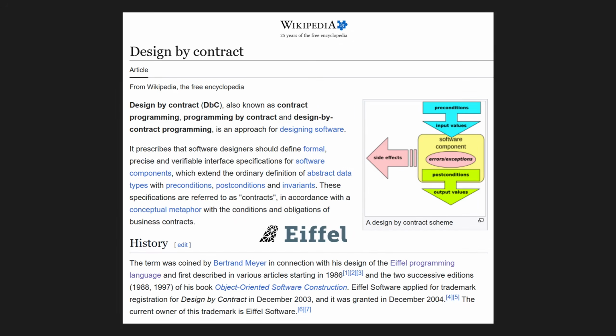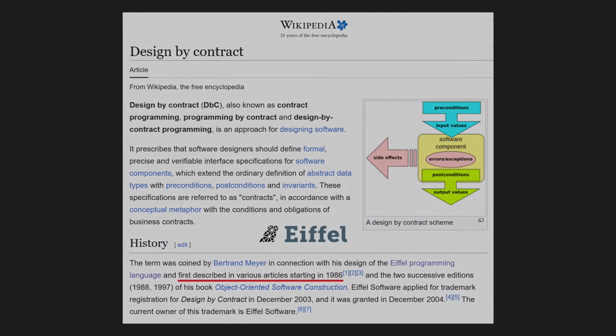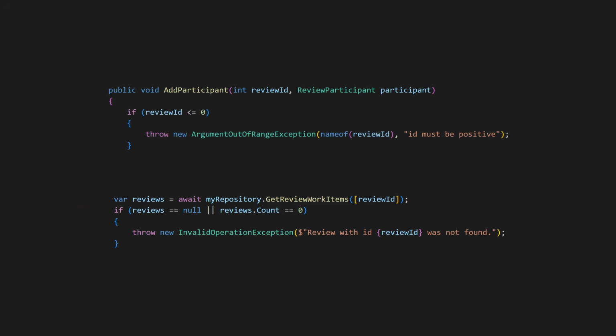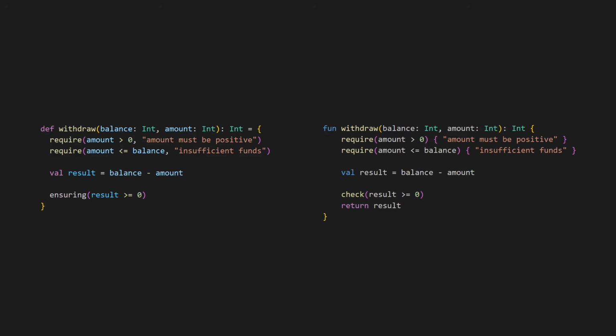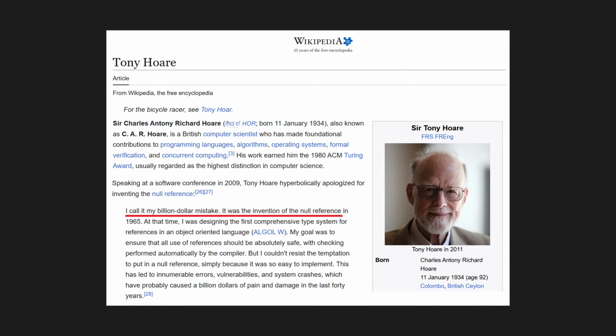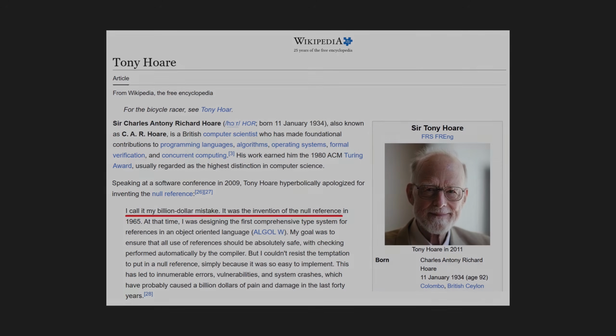Design by contract was invented more than 3 decades ago in the context of the Eiffel programming language. The core idea is simple. Make assumptions and expectations explicit in the code and fail immediately when they are not met. Some modern higher-level languages, such as Scala and Kotlin, value this tactic so much that they have it built in. But most other popular languages have not adapted it to that extent. They mainly focus on one aspect: avoiding the billion-dollar mistake by preventing null references.